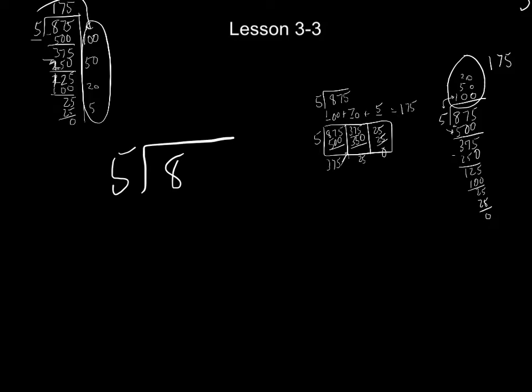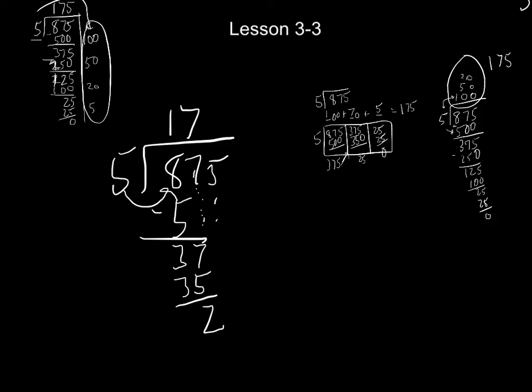Let's go 5 into 875. I know 5 can go into 8 one time. 5 times 1 is 5. Subtract and get 3. Then this 7 falls down. 5 can go into 37 7 times. 7 times 5 is 35. You get 2, and then the 5 falls down. 5 can go into 25 5 times. 5 times 5 is 25, 0. Look how quick that one was.